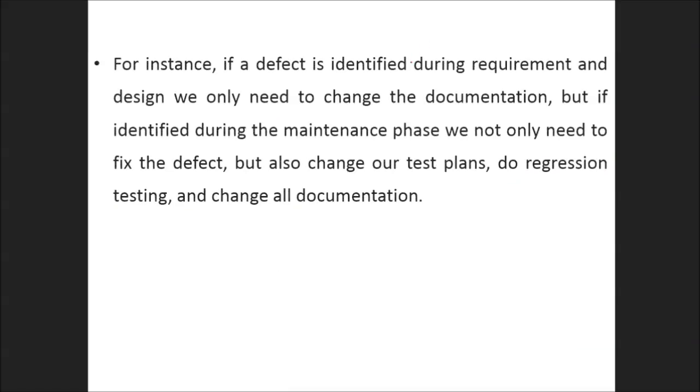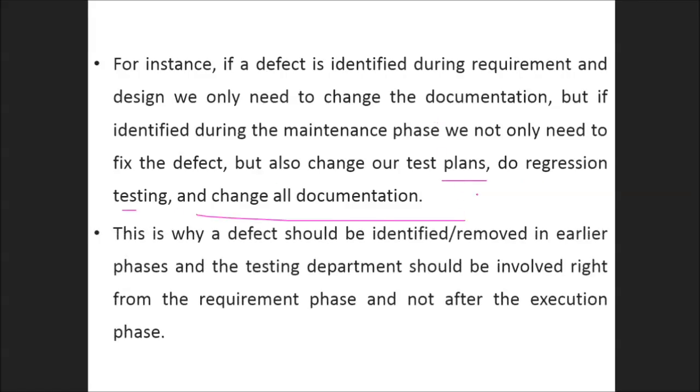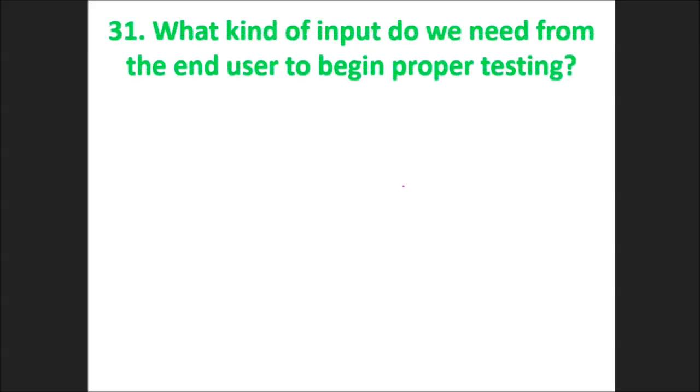If a defect is identified during requirement and design, you only need to change the documentation. But if identified during the maintenance phase, you not only need to fix the defect, but also change your test plans, do regression testing, change all documents, etc. So this is why a defect should be identified and removed in earlier phases, and the testing department should be involved right from the requirement phase and not after the execution phase.